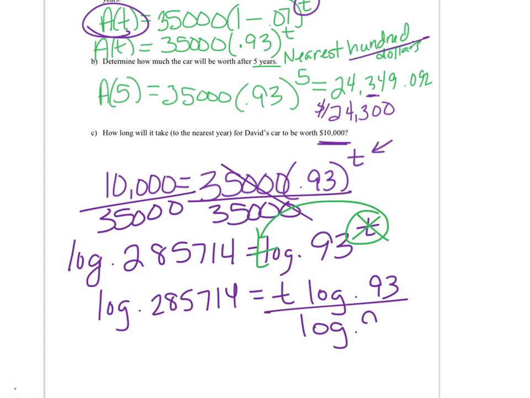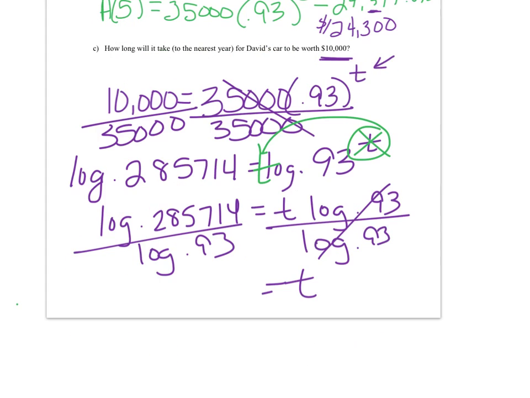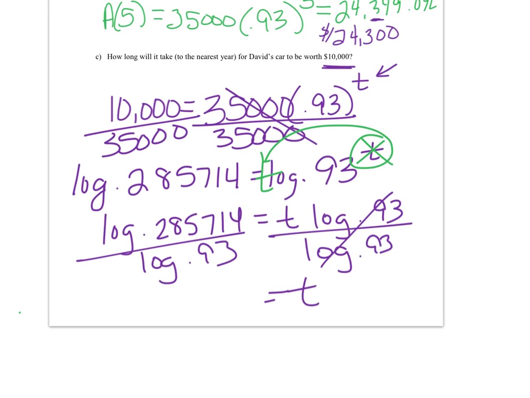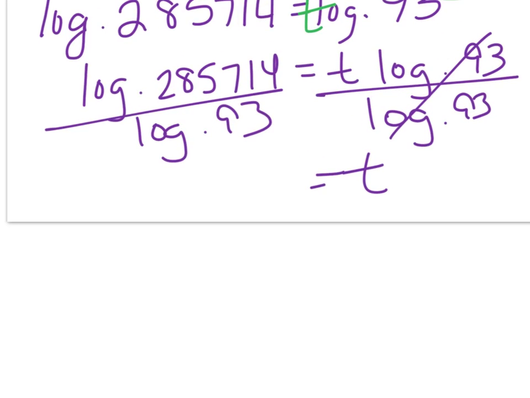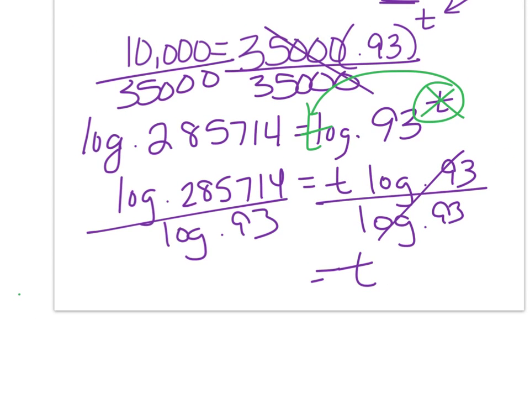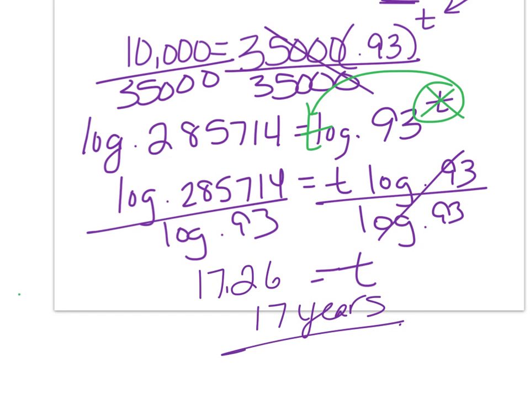Excuse me, I can't talk and write at the same time. Leave it in your calculator and just use the answer instead of retyping it in. It's an important thing that you should learn when dealing with your calculator. So when we're done here, what we get is 17.26, and it's said to the nearest year, so it's 17 years. So if he keeps his car 17 years, it'll only be worth $10,000, which really isn't that bad for a 17-year-old car. All right, see ya.